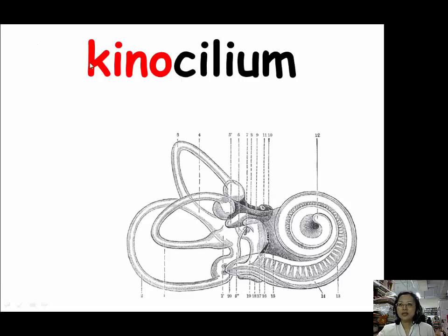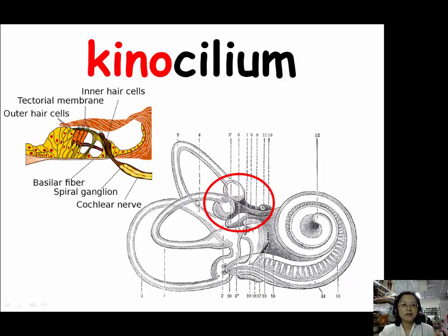And for the prefix kino, K-I-N-O, our example is kinocidium. Kinocidium is a motile filament on the free surface of a cell, and in our ear, our middle ear, this part, we can find the kinocidium, which are these structures. These are called kinocidium.